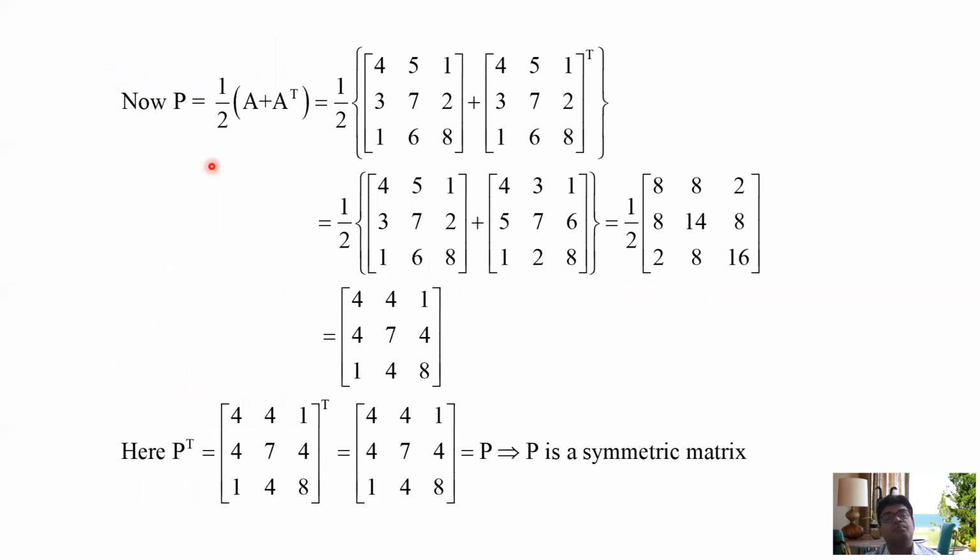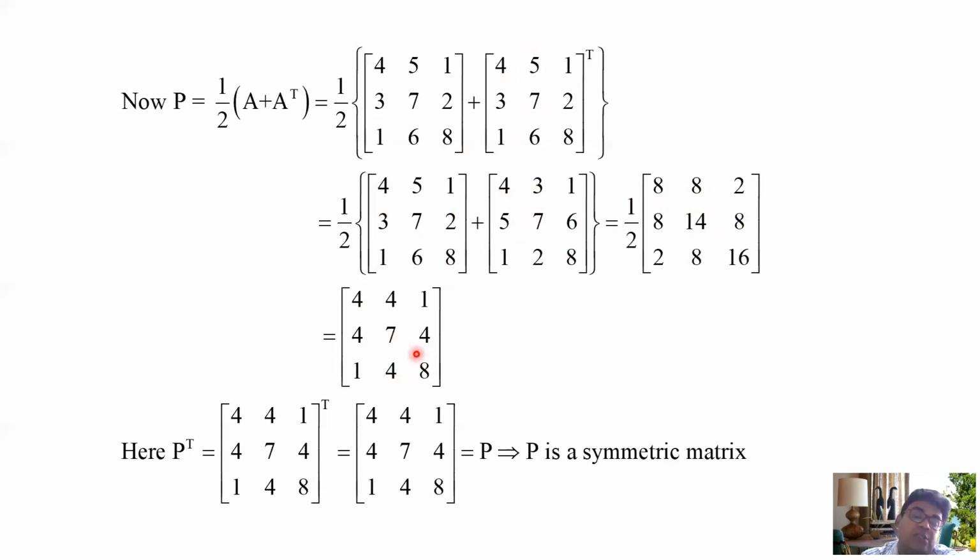Now P is equal to half of A plus A transpose, that is half of 4 5 1 3 7 2 1 6 8 plus the transpose of it. After transposing, you have 4 3 1 5 7 6 1 2 8. After addition, you have half of 8 8 2 8 14 8 2 8 16. 2 cancels, that is 4 4 1 4 7 4 1 4 8.